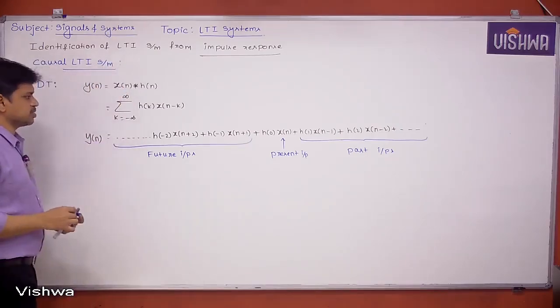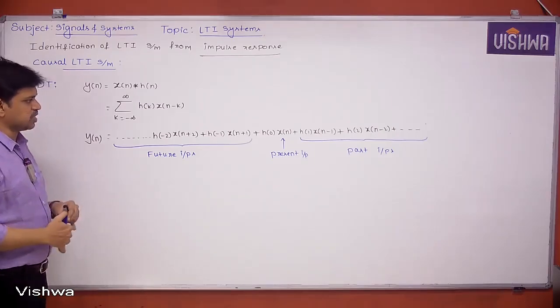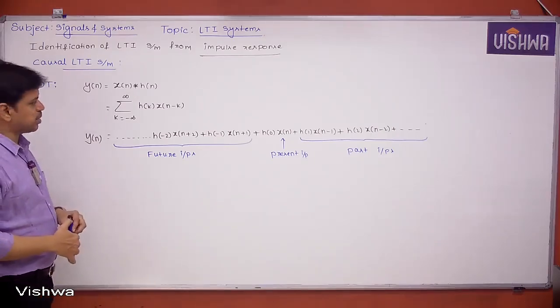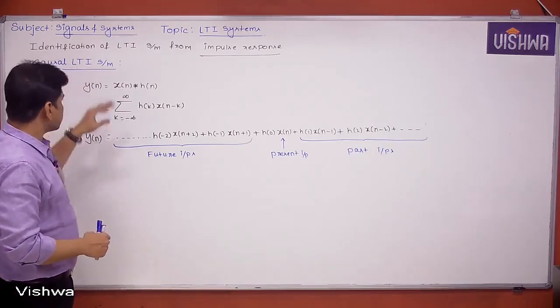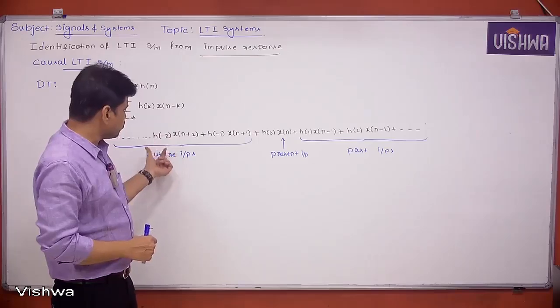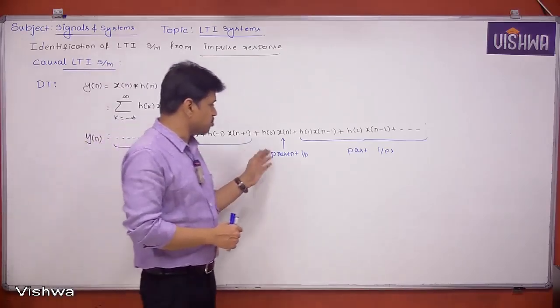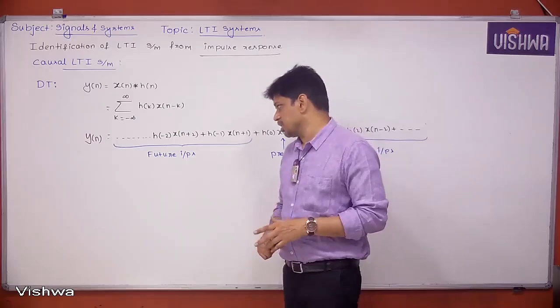Causal LTI system. So again, I am going for a discrete time case, then we will see the analogy between discrete time and continuous time case. So here, what is a causal system? From the definition of causal system, it should not depend on the future inputs. It is depending only on the present and past, but it should not depend on the future inputs. That's the meaning of it.